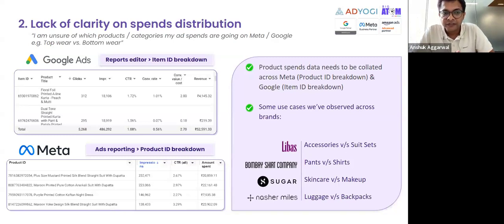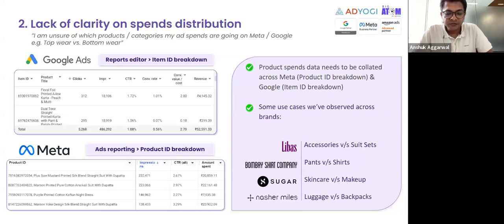So for the benefit of everybody, both Google and Meta actually report product-wise data. And the screenshots on the screen show you an actual screenshot from the two platforms. Google, in its item ID breakdown in the Google Ads interface, has this nice view where they show item ID and product name and clicks, impressions, CTR, as you can see on the screen.